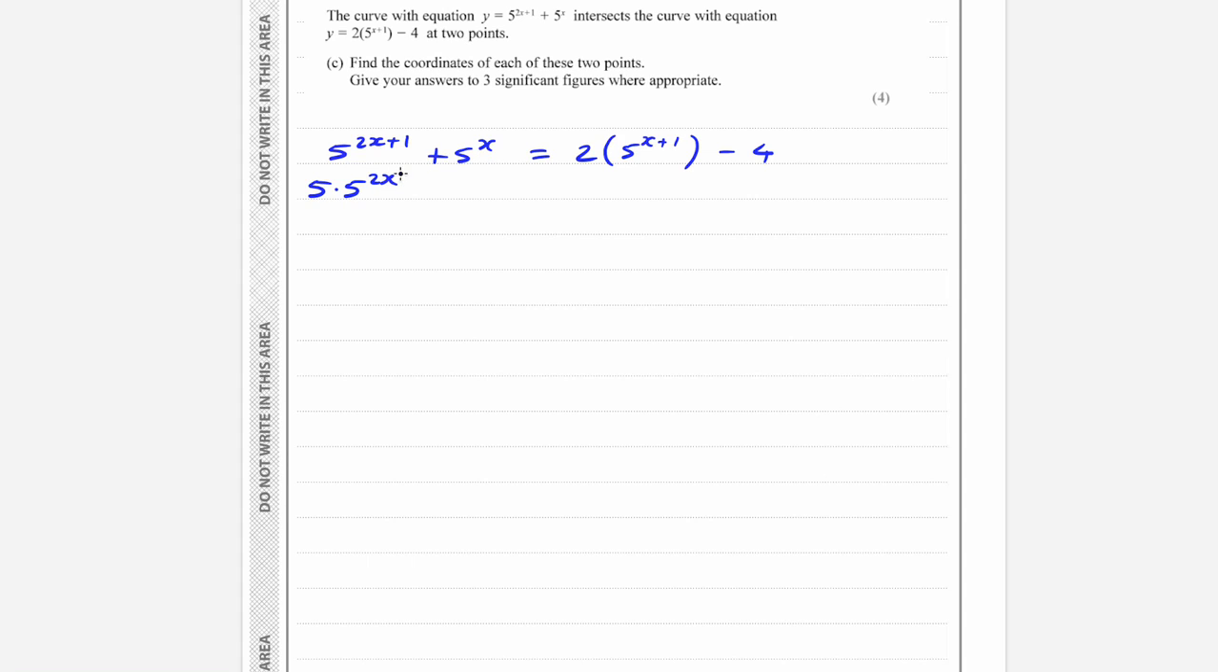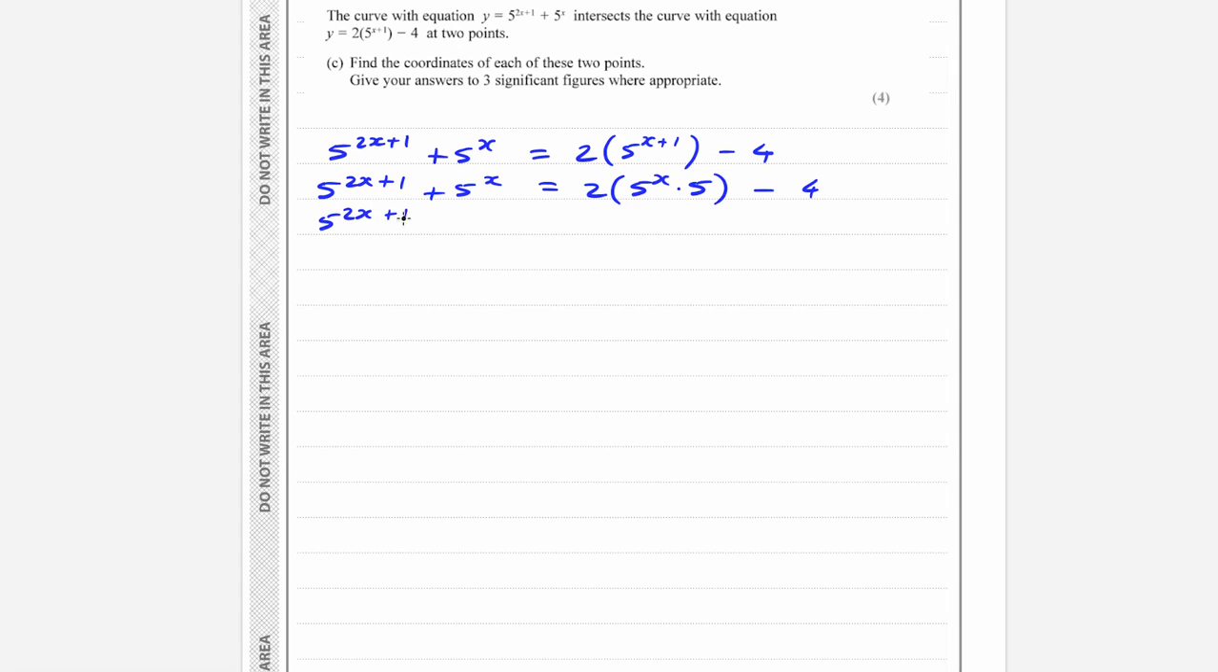I'll just show you how I think this equation will become the original equation. So 5 to the 2x plus 1 plus 5 to the x equals 2 times, now this is 5 to the x times 5. This, guys, you want to get very used to, right? 5 to the x times 5 minus 4.